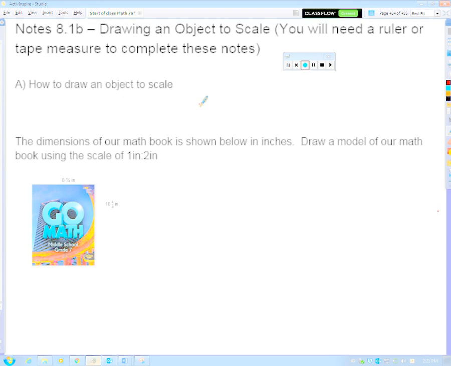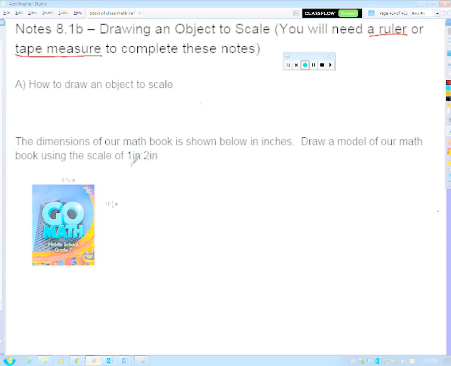Okay, you are going to need a ruler, or if you don't have a ruler, a tape measure will work so that you can do these notes, because we're actually going to be drawing something to scale. Okay, so how to draw an object to scale. Let's read through this and then we will figure out what we're going to do. The dimensions of our math book is shown below. I just talked about that. Draw a model of our math book using the scale. 1 inch is going to equal 2 inches.